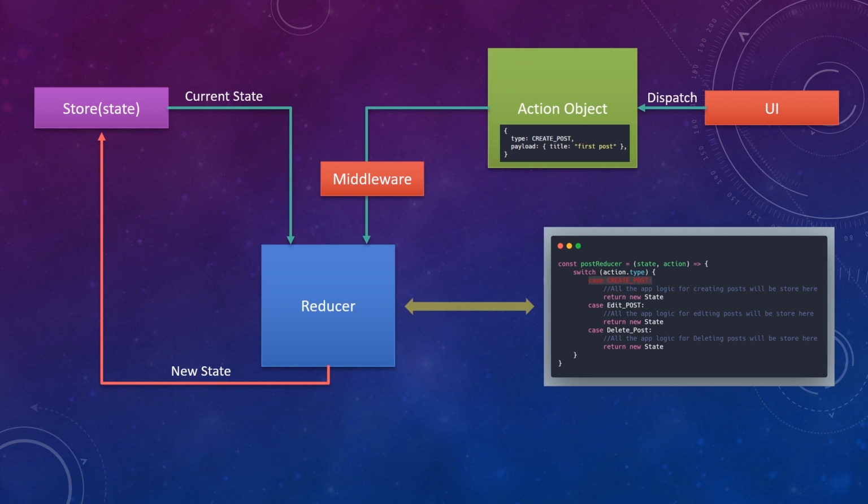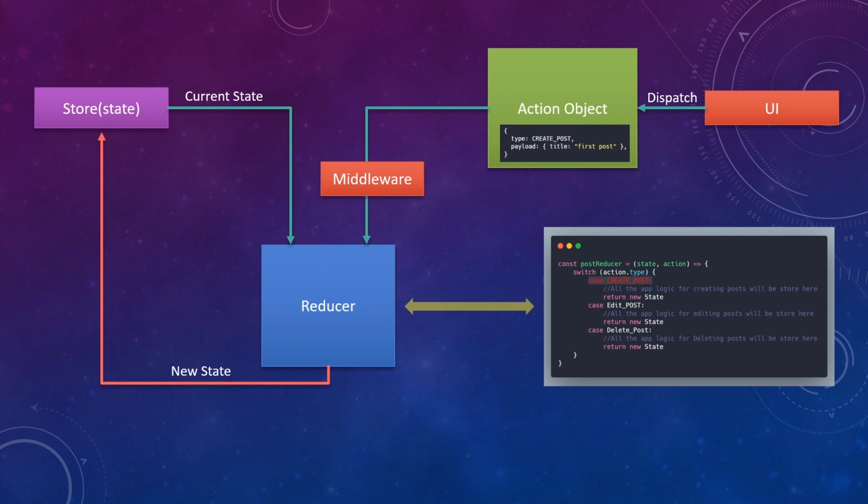The only thing it can't do is change the state itself. And that's obvious because the reducer is ultimately responsible for managing and changing the state. So the middleware can't do that. But everything else, any other kind of logic you want to perform, the middleware is good to go.